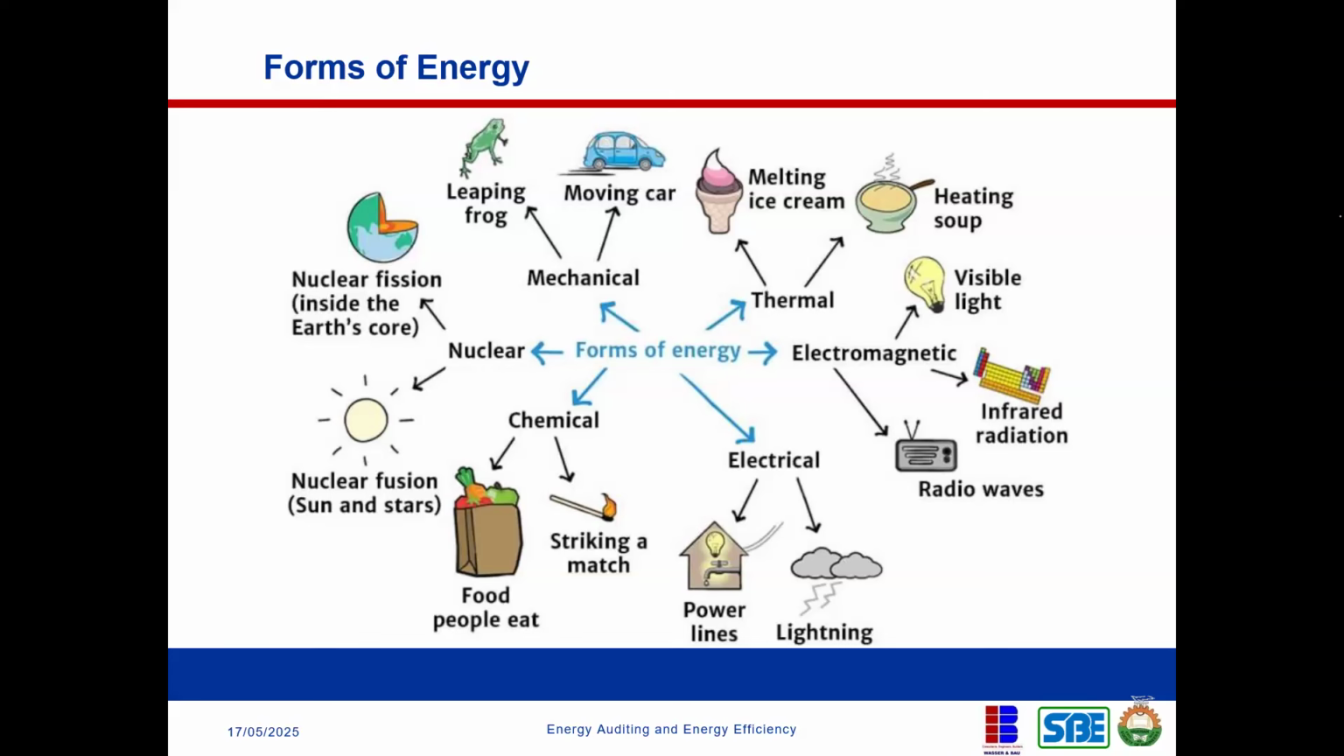You have infrared radiation. You cannot see infrared radiation, but it's also an electromagnetic form of energy. It's only visible light that you can see. You have radio waves. You cannot see radio waves as well. So there are other forms of radiation along that electromagnetic spectrum, but you can't see them, but they are all forms of energy. They will have electrical energy, which is very common.